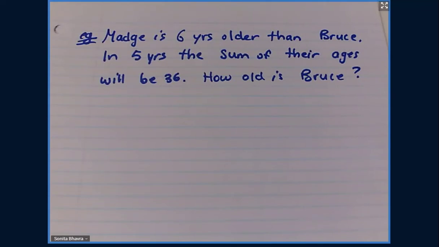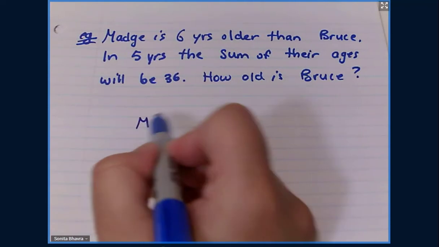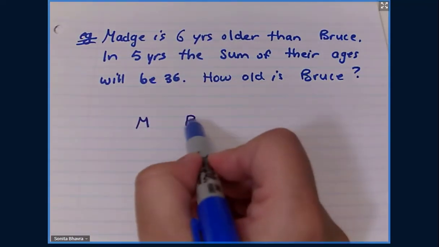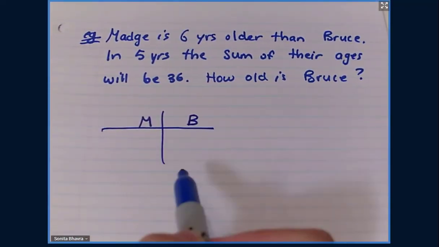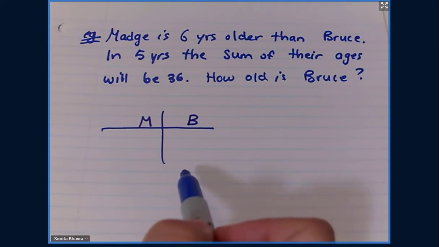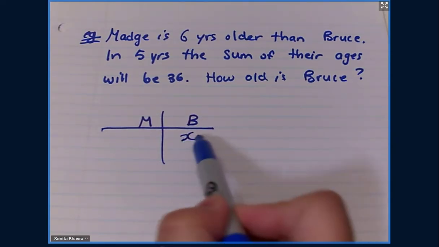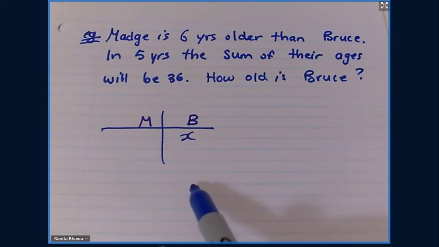All right, so our next example here is Madge is 6 years older than Bruce. In 5 years, the sum of their ages will be 36. How old is Bruce? So set up a chart. We have Madge and Bruce. And right now, Madge is 6 years older than Bruce. So Bruce is x.